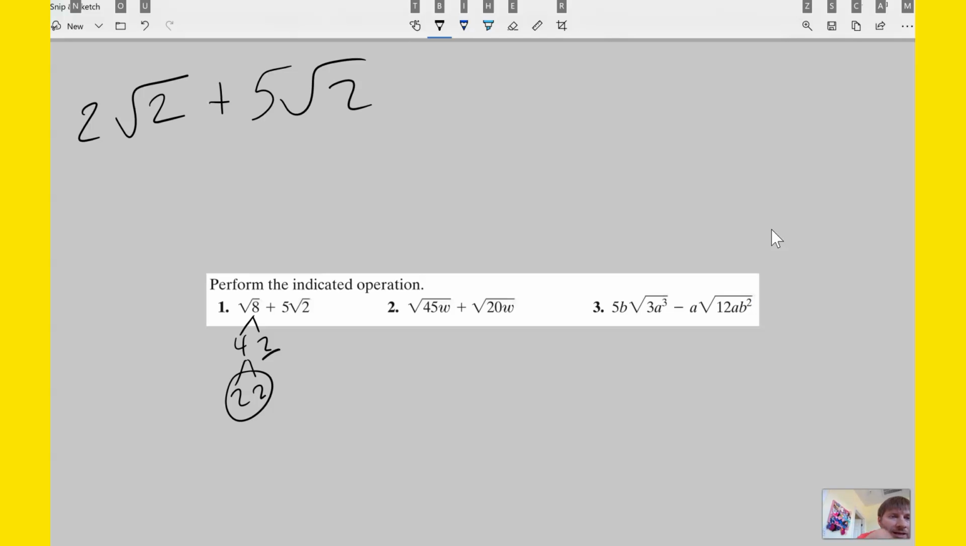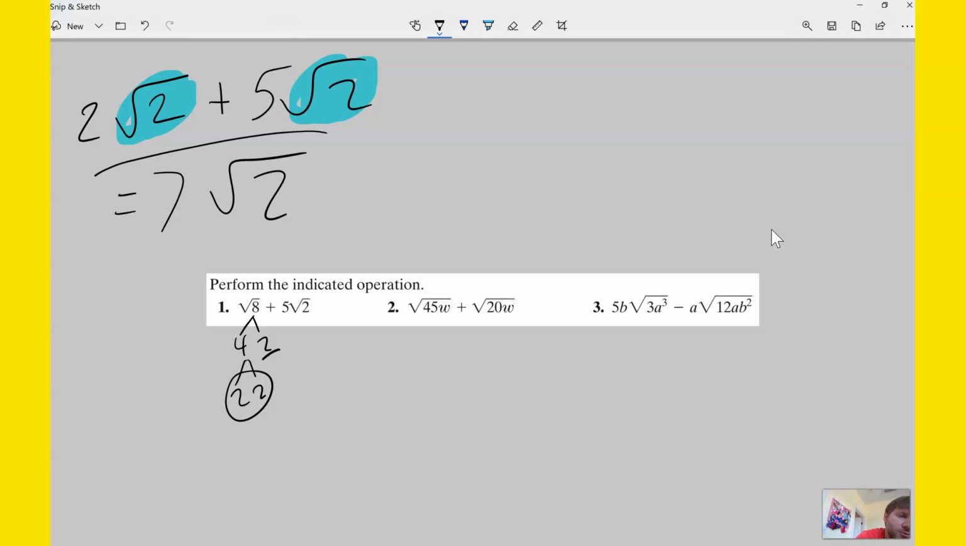And now they are alike, right? The square root of 2 and the square root of 2, they're alike. So 2 of those things plus 5 of those things equals 7 of those things. 7 square root 2 is my answer. Try that same kind of approach on number 2.